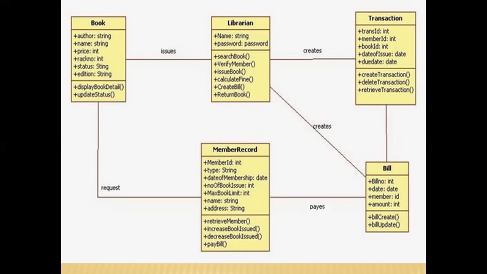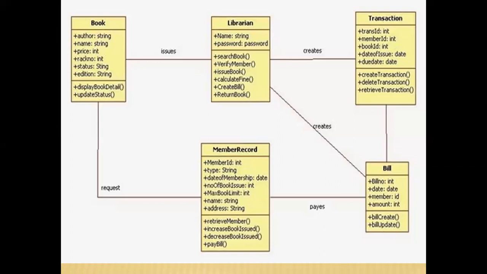He performs some actions. Similarly, the book has some properties. Every book has an author, a name, a price, a reference number, and the status of the book, that is, whether the book is in issue status or in the library. Next one, edition: first edition, second edition, or third edition. And the book performs actions like display the book details and update the status. This book has some properties.